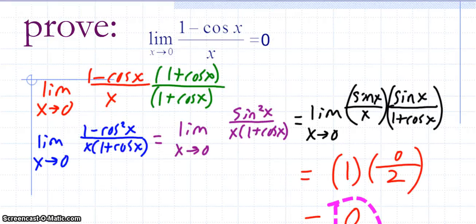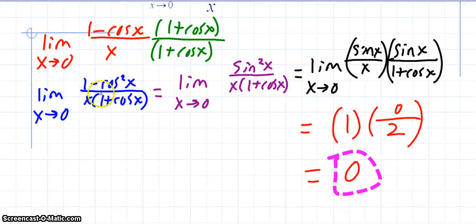Okay, so what we need to do first here is somehow come up with a way that we can introduce sine into the function. So to do that, multiply the numerator and denominator by the conjugate of the numerator. We end up with 1 minus cosine squared over x times 1 plus cosine of x. 1 minus cosine squared is sine squared. Split this up into sine of x over x times sine of x over 1 plus cosine of x. Now I can evaluate the limit. Sine of x over x is 1. This becomes 0 over 2. 1 times 0 over 2 is 0.